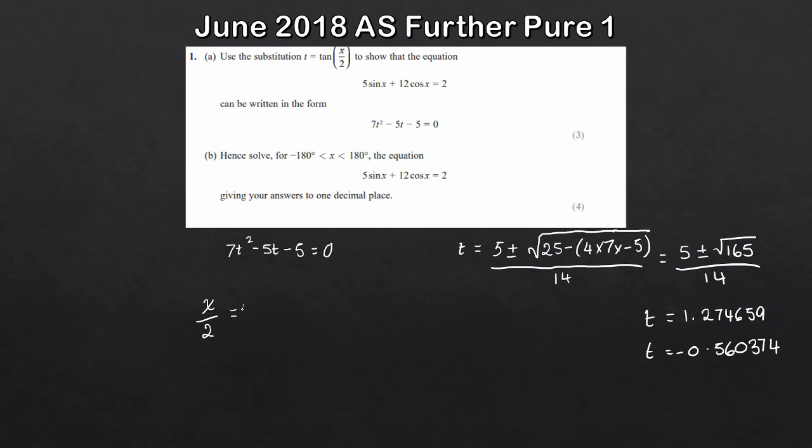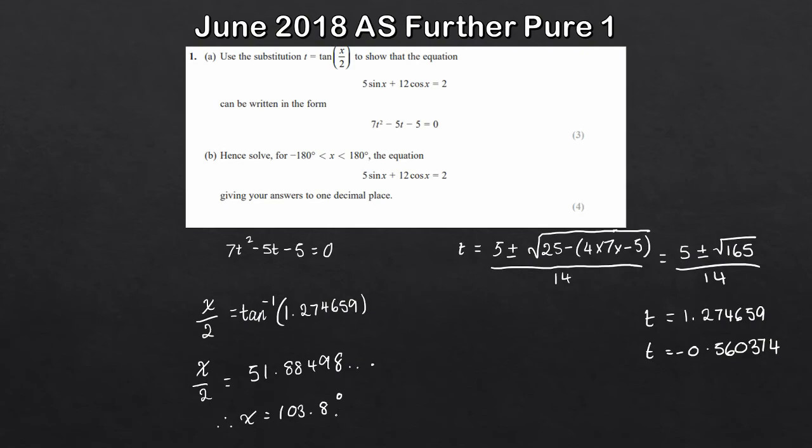So x over 2 is equal to tan inverse of 1.274659. Again, these should really be just standard trig equations. So I get x over 2 is equal to, and we're working in degrees this time, so be careful of that, 51.88498, and so on. Now if you times this by 2, you get 103.8 to one decimal place. So that's one solution.